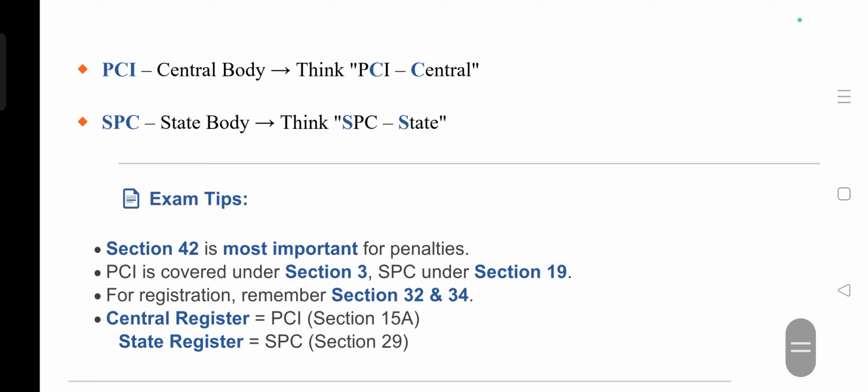The exam tips to be remembered shortly. Section 42 is the most important part for penalties. PCI is covered under Section 3, SPC under Section 19. For registered pharmacists, remember Sections 32 and 34. Central register, PCI, 15A. State register, that is Section 29.